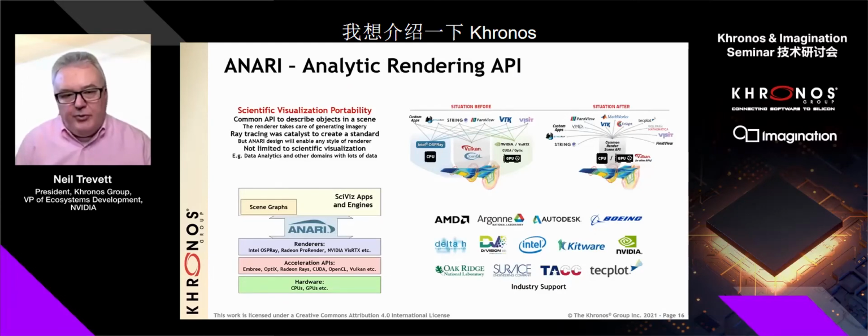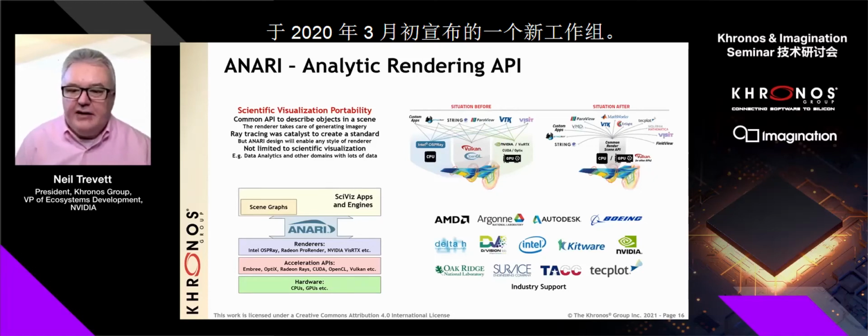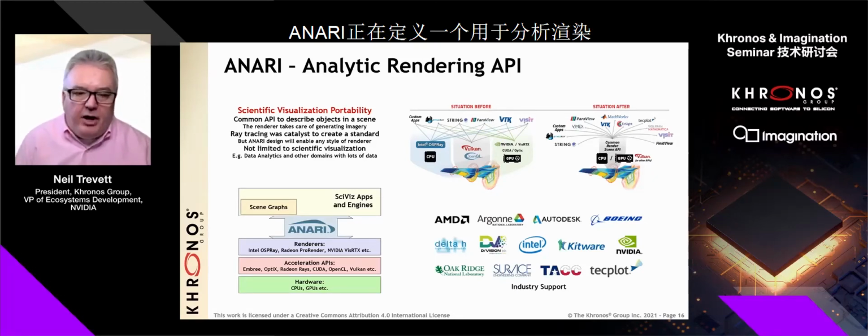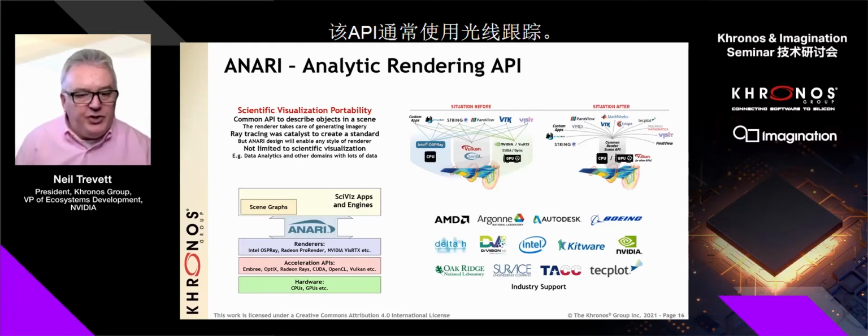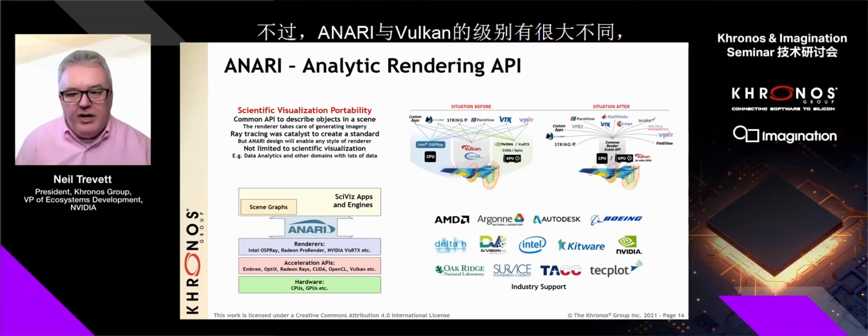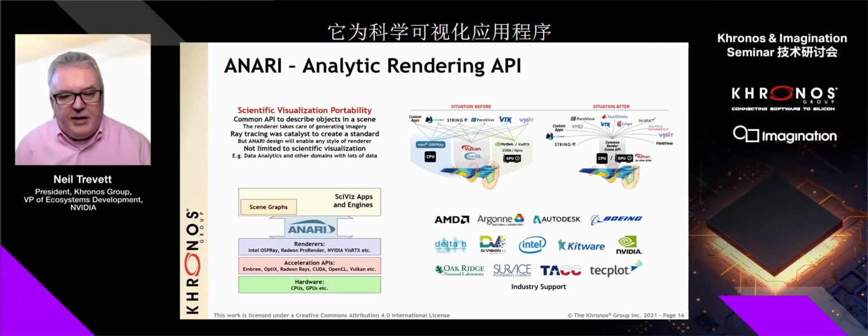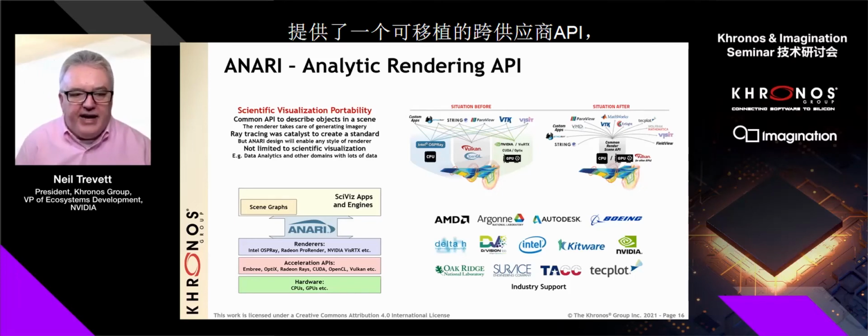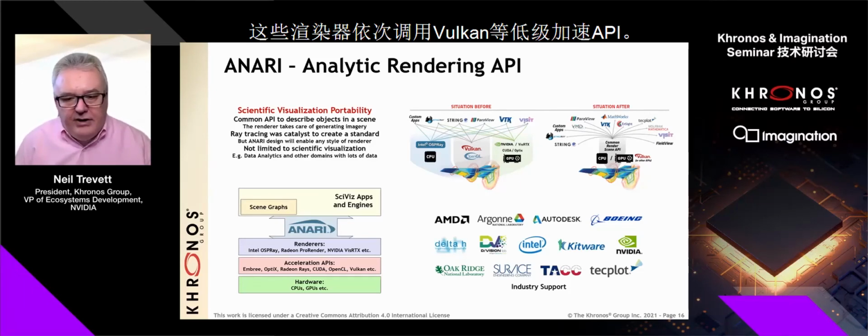Before I finish, I would like to introduce Khronos' newest working group that was announced at the beginning of March 2020. Inari is defining an API for analytic rendering or scientific visualization, which often uses ray tracing. Inari, though, is at a very different level than Vulkan. It gives scientific visualization applications a portable cross-vendor API into high-level renderers such as NVIDIA's VisRTX or Intel's OSPRay. Those renderers in turn call down into low-level acceleration APIs such as Vulkan.